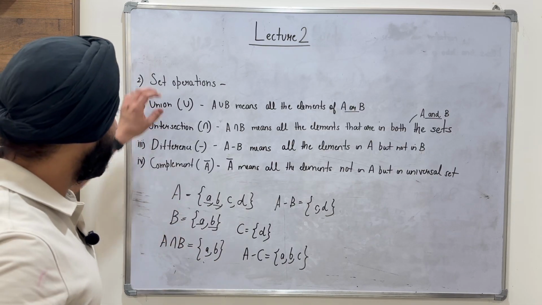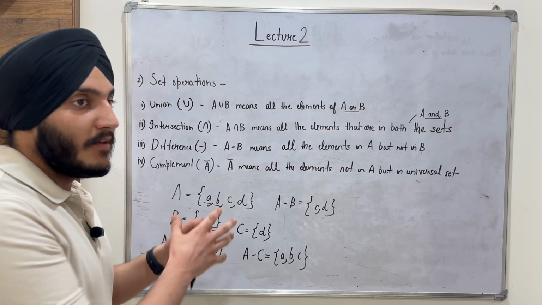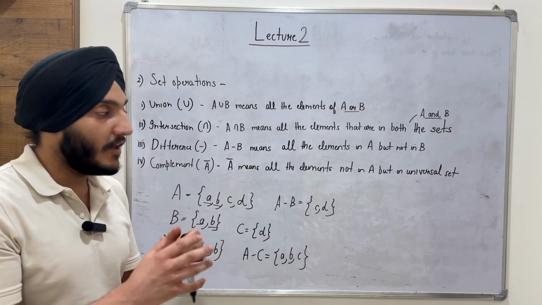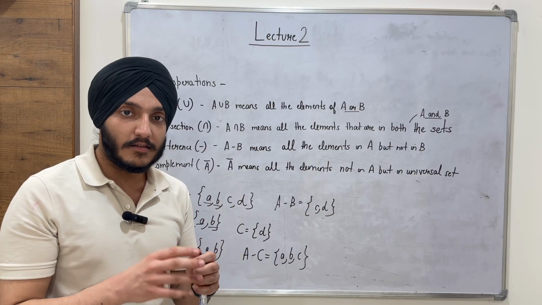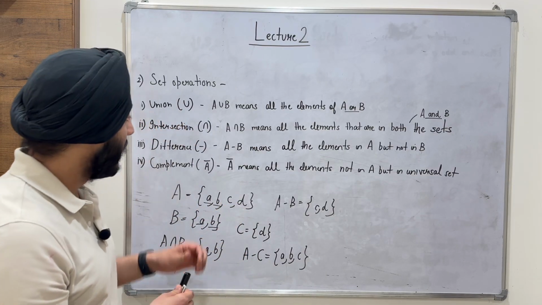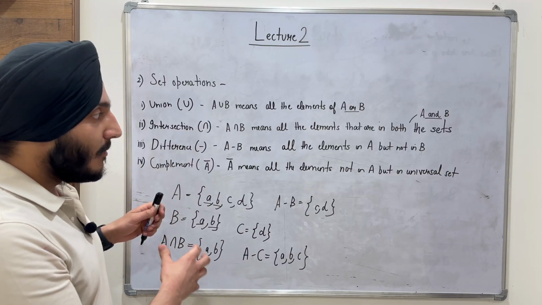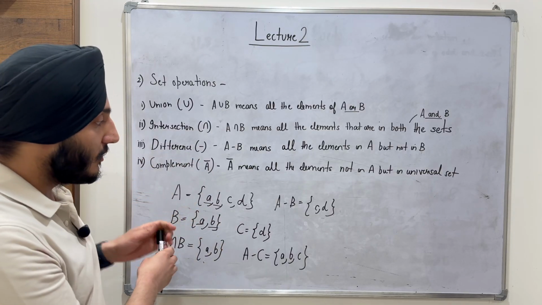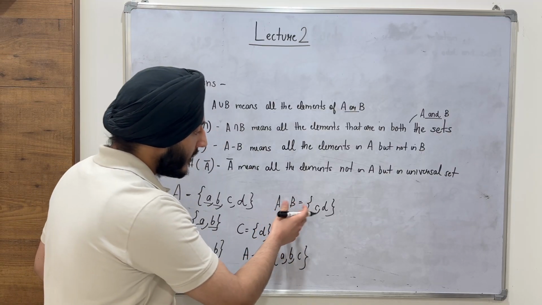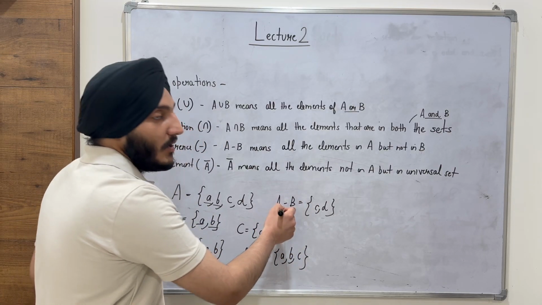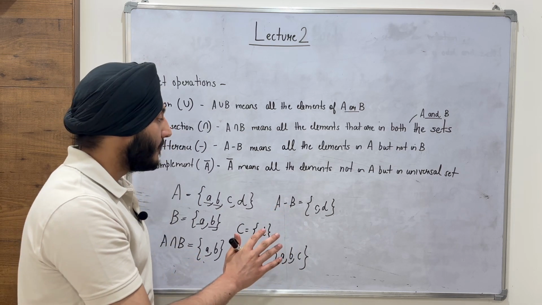So we have covered union, which is all the elements combined together in both the sets. Intersection, all the elements that are common in both the sets, that would be the intersection. Difference, all the elements which are in the set on the left side of the equation, removing all the elements that are common between both of them, right? So I hope that makes sense.